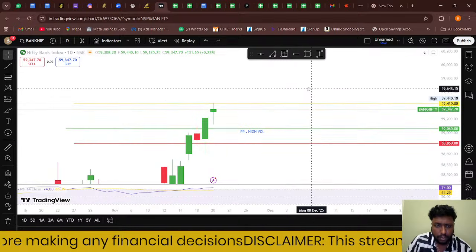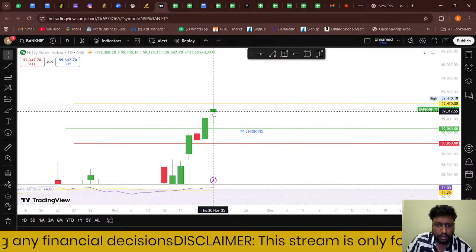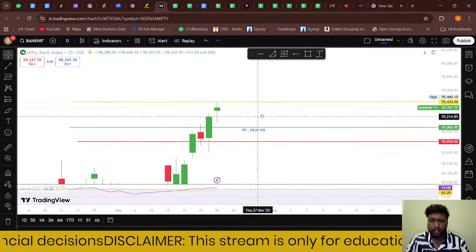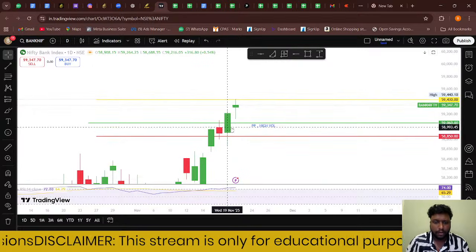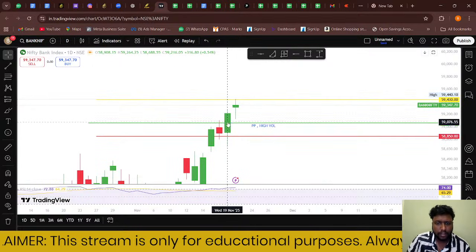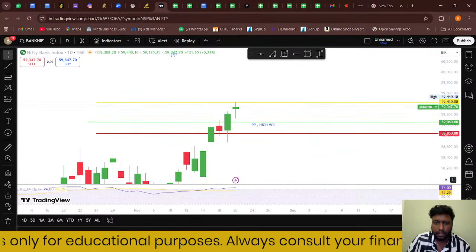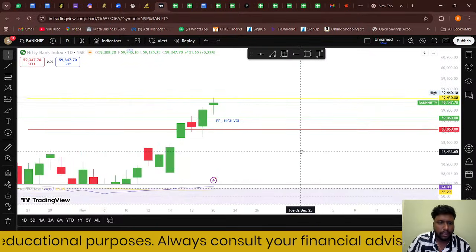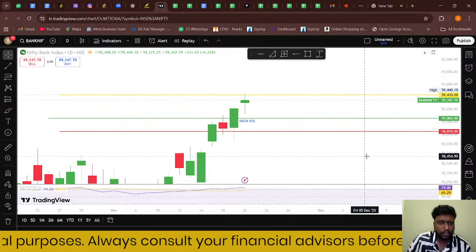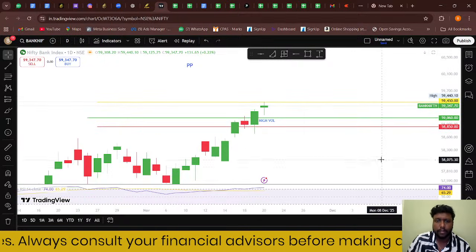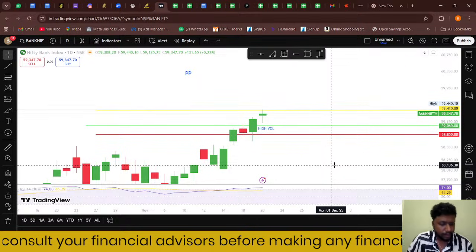Bank Nifty is showing a little bit of indecision in the market yesterday. Compared to the other days, you can see that even if it was a bullish, greenish candle, the strength is pretty low. We should be very cautious in trading Bank Nifty.